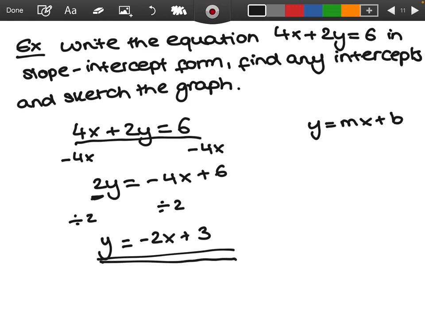We tend to prefer this particular form just because, as you'll see in section 1.2, it actually makes it a lot easier to see what is happening with our graph. Okay, the next thing that the question asks is to find the x and the y intercepts. So to find the x-intercept, I set y equal to 0 and solve for x.